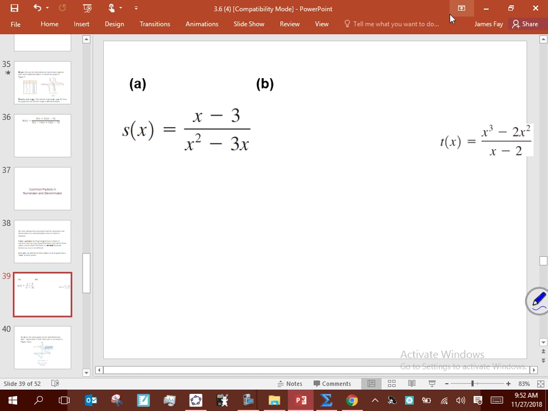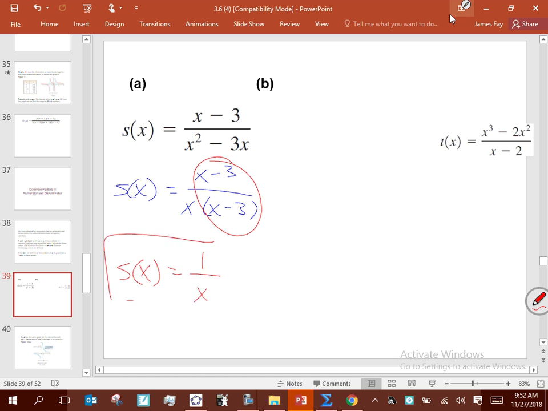So if I were to factor this S of x, it's going to look like x minus 3 over x times x minus 3, right? That is a set of factors that cancel, correct? So when they cancel, what am I left with in the top? All right, so those two functions that I put boxes around, they're equivalent graphs.